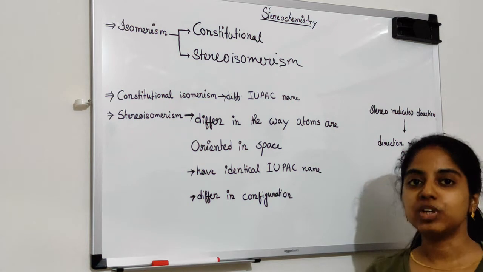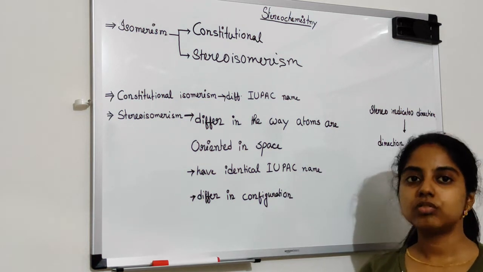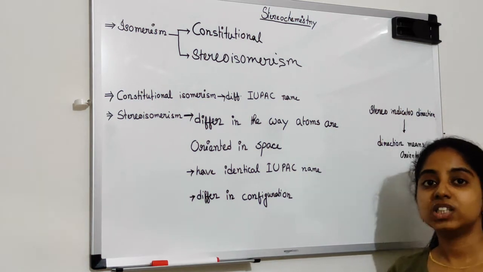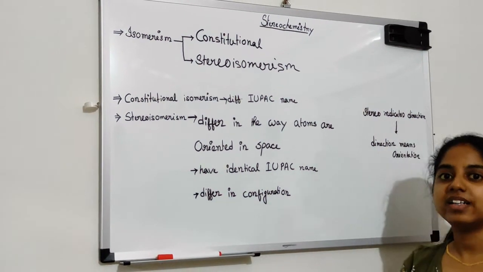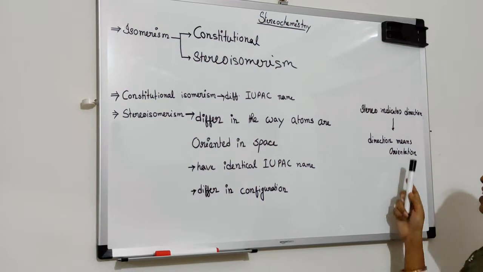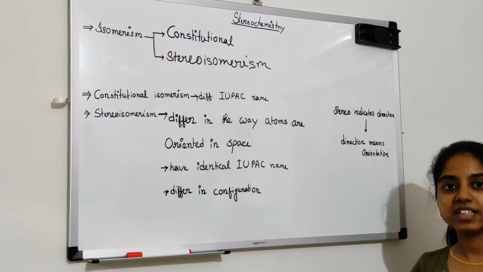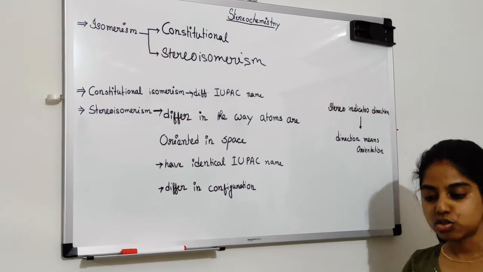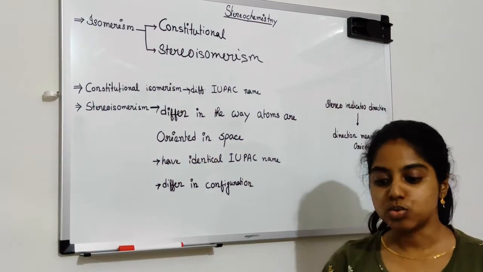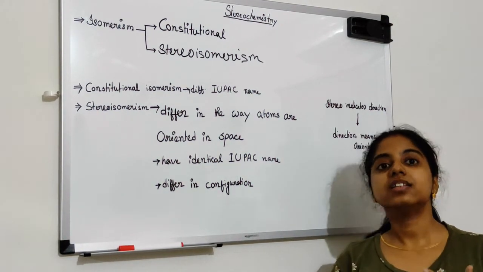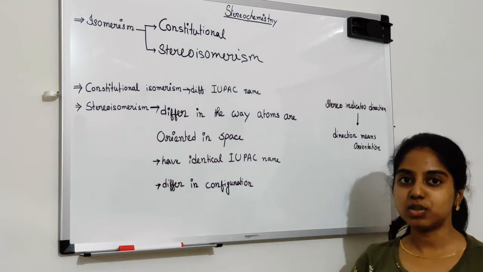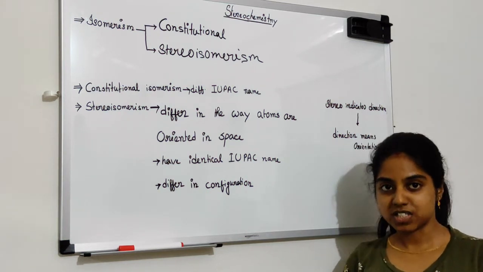Next we come to the stereoisomers. So what are stereoisomers? What does stereo really mean? Stereo indicates direction, right? So stereo mainly indicates direction, and direction means orientation. So when two compounds differ in their orientation of atoms in three-dimensional space, they are known as stereoisomers.